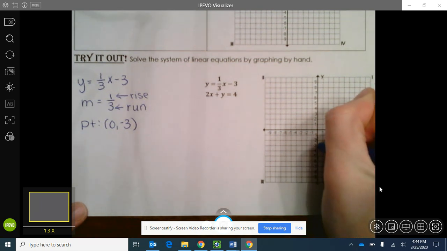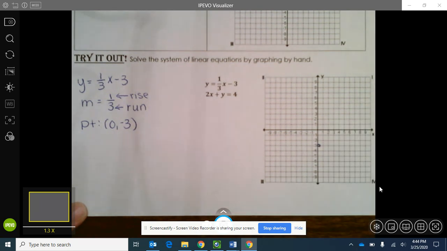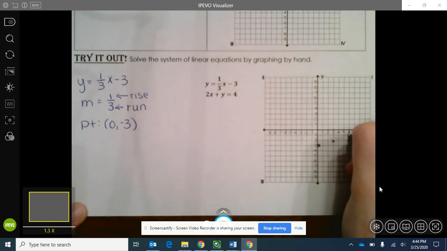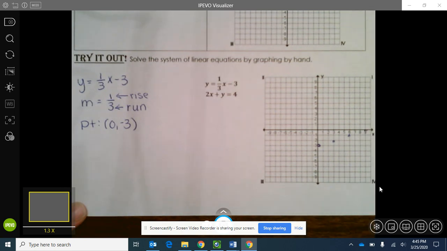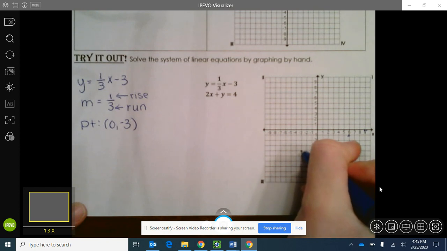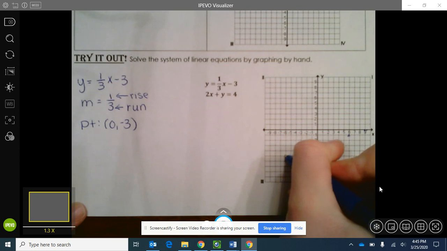So I'm going to go down to 0, -3 on my graph, make my first point, and then I'm going to move up 1 to the right 3 to get my other point. So up 1 to the right 3, make a point. Up 1 to the right 3. I'm also going to go down 1 to the left 3 to get some points over here. You don't have to do this, but it just makes your line a little bit more accurate.